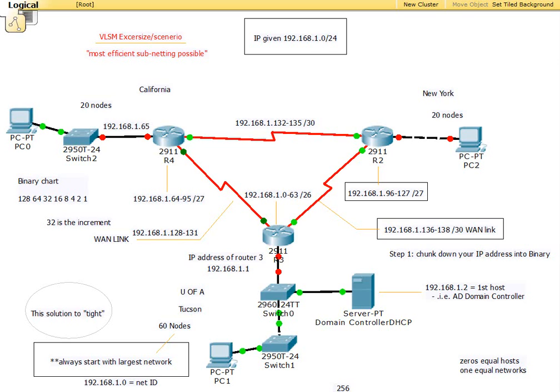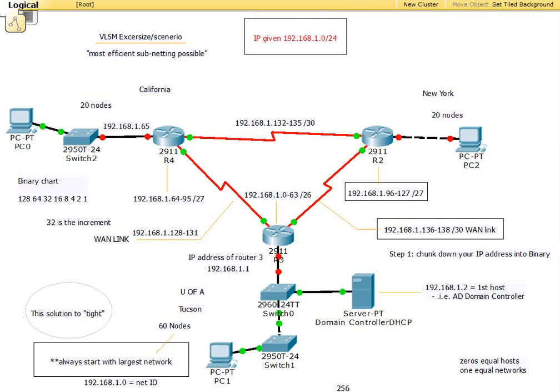In this scenario, you have 3 locations. One location here, the biggest, is in Arizona. You have 60 nodes. The requirement is 60 nodes. Here in California, you have 20 nodes. New York, also 20 nodes. And the IP that was given to you is 192.168.1.0/24.